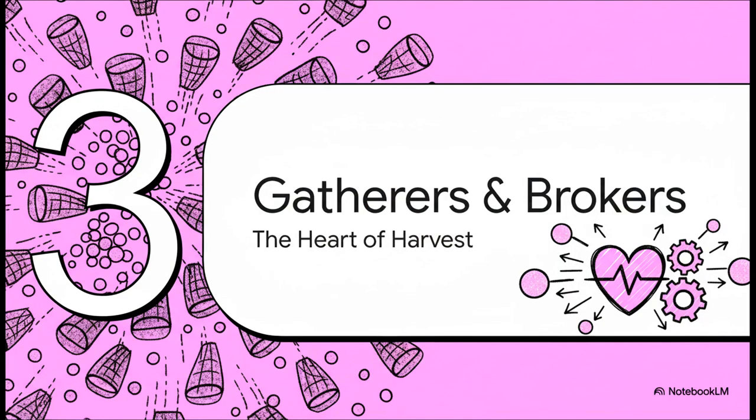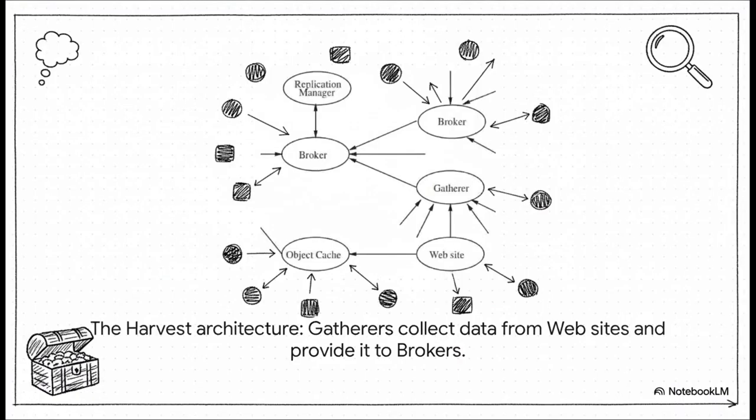Now, to really get how this distributed model works, we need to meet the two key players that make it all happen. They're called gatherers and brokers, and they are the absolute heart and soul of the Harvest system. Check this out. You can immediately see the core idea here. Instead of one central crawler reaching out to the entire web, you have these things called gatherers that are positioned right next to the websites themselves. They collect the data locally and then pass it on to brokers, which are the things that handle your search queries. It's a completely different, decentralized flow of information.